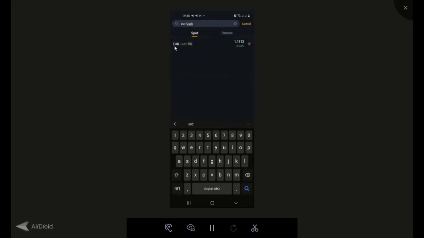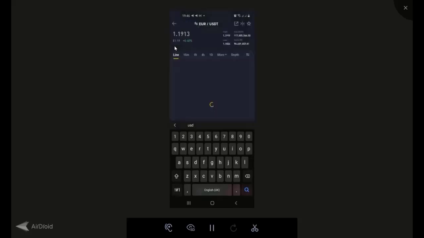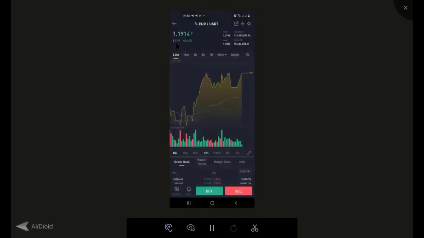This type of standard notation simply means that 1 euro will give you 1.194 USDT. What I want to do is sell euro and buy USDT. So it's always the inverse. You are selling euro to buy USDT, or you are buying euro, selling USDT. So I'm going for the sell.